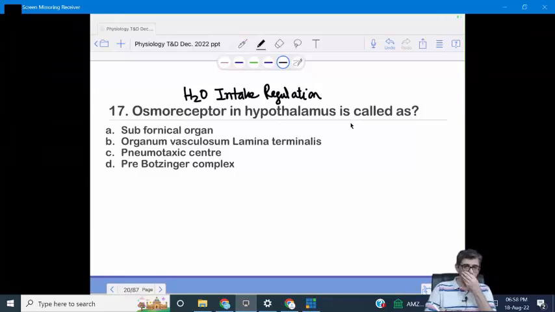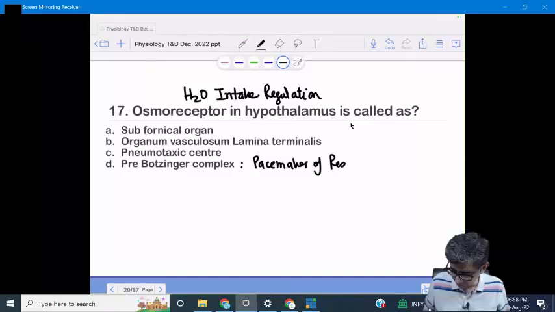The question says which of the following would be called an osmoreceptor. Waiting for your answers here. Pre-Botzinger complex will not be the answer. This is the pacemaker of the respiratory center. So option D can definitely be ruled out.